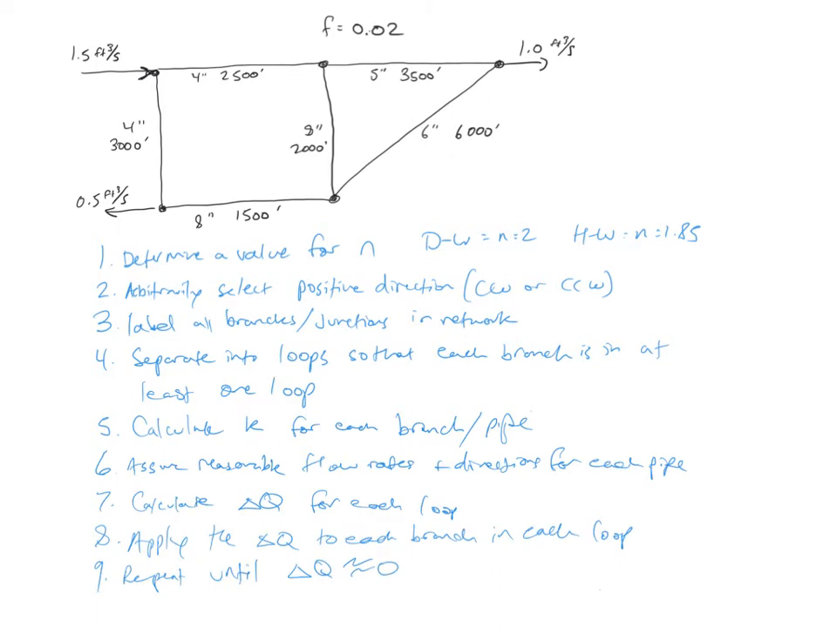And that's it. Now there are nuances associated with some of these, especially for number 8, how you apply the delta Q to each branch in each loop, that we'll talk about in the example in just a second. But these are the general steps. Now let's look at this particular problem and actually go through and solve it.